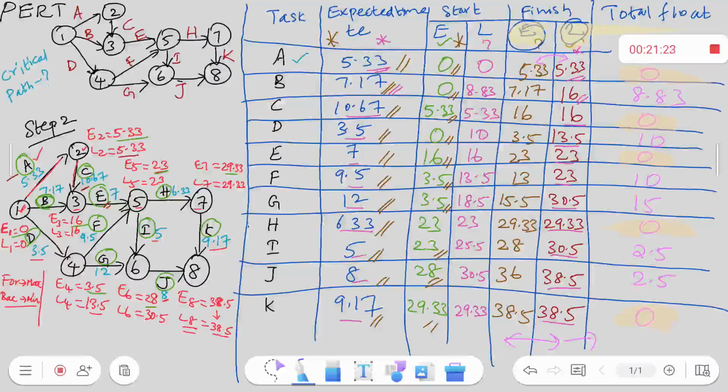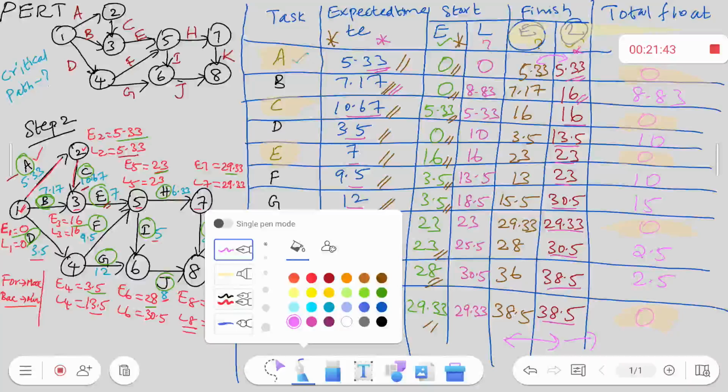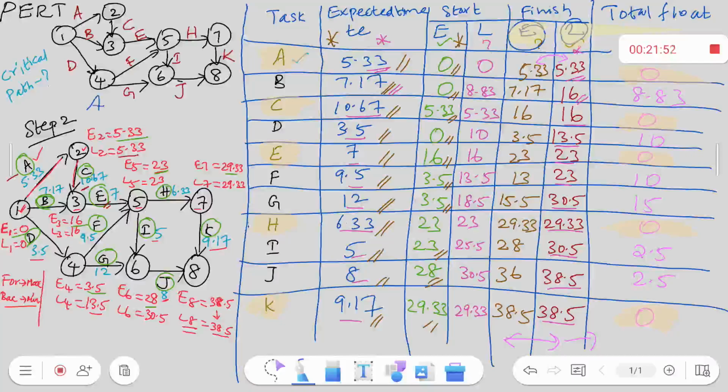When you see the path, it is A, C, E, H and K. For the activities A, C, E, H and K, I get the value of 0. So if you want to know the critical path, the critical path is given by A, C, E, H, K. This is my critical path as per the computed values.